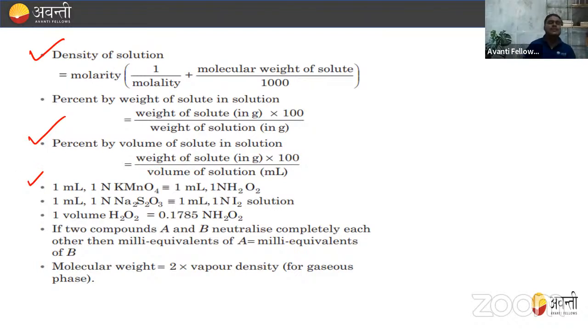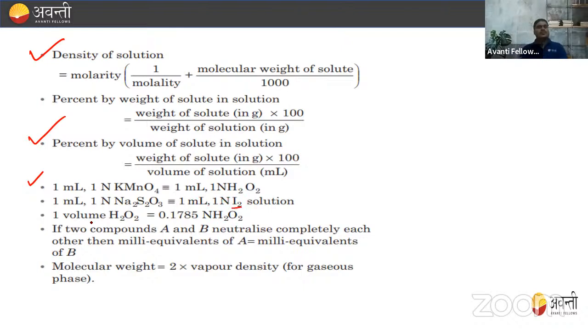Suppose someone says 1 ml of 1 normality KMnO4. So what do you mean by this? That is, 1 ml of 1 normality KMnO4 is equal to 1 ml of 1 normality H2O. Okay, always remember this is 1 ml of 1 normality H2O. Similarly, 1 ml of 1 normality Na2S2O3 is equal to 1 ml of 1 normality I2 solution.